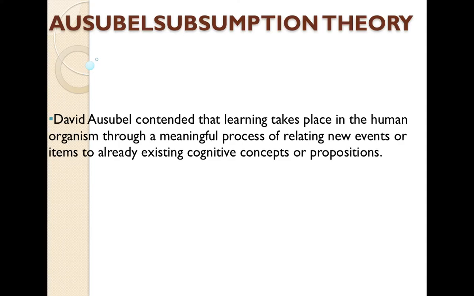Now we move to another theory, with Ausubel, that is called Ausubel's subsumption theory. According to David Ausubel, learning takes place in the human organism through a meaningful process of relating new events or items to already existing cognitive concepts or propositions. It means that learning takes place when we incorporate new items into our memory in relation to the existing cognitive structure. Not randomly, not in an arbitrary way, but we make an association between the two. Maybe we compare it with, or contrast it with, what we already know.